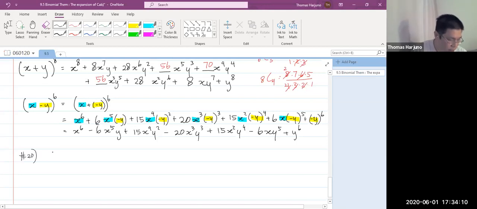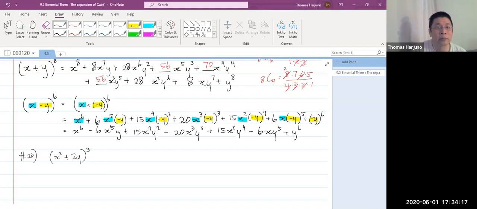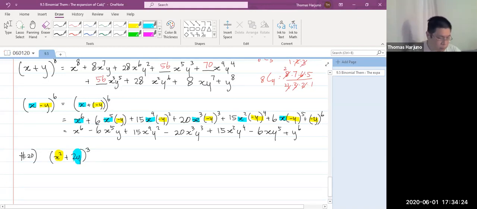We have x squared plus 2y cubed. This is my A. This is my B. And then it will be A cubed plus, well, it's to the power of 3. I think that's easy. The power of 3, the expansion is 1, 3, 3, 1. That's the expansion. Okay, let me just go ahead.